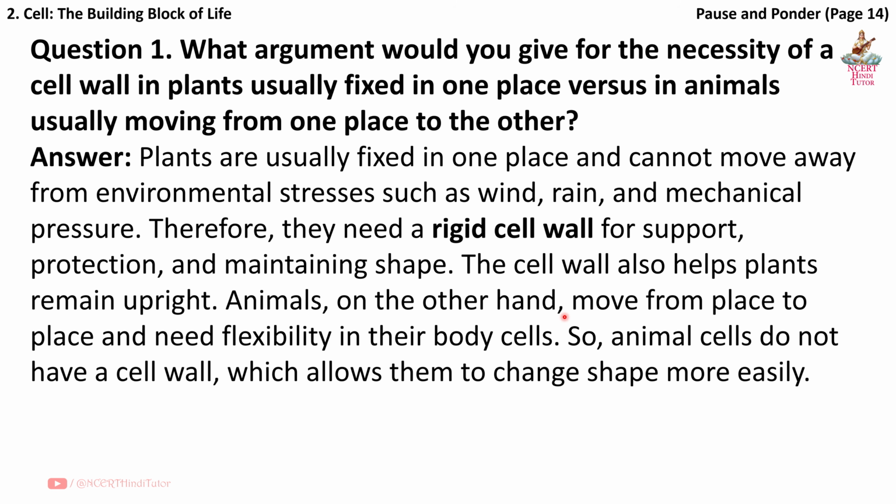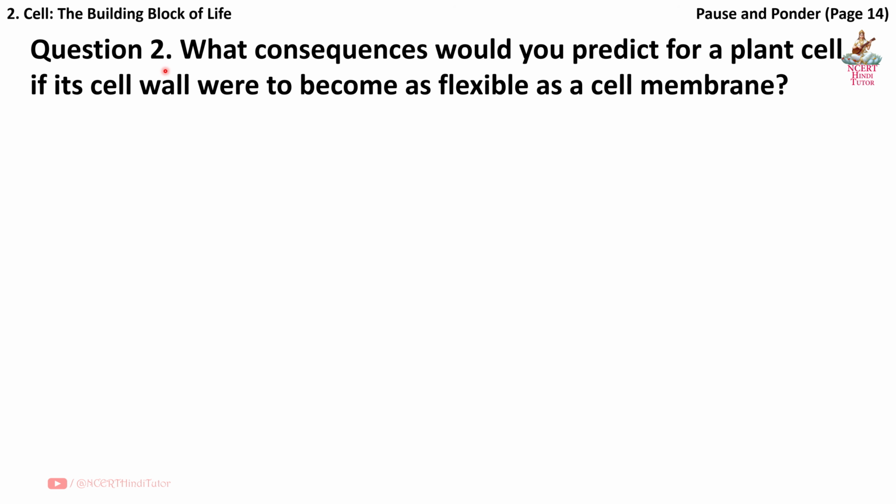Animals, on the other hand, move from place to place and need flexibility in their body cells. So, animal cells do not have a cell wall, which allows them to change shape more easily. Question 2. What consequences would you predict for a plant cell if its cell wall were to become as flexible as a cell membrane? Answer.